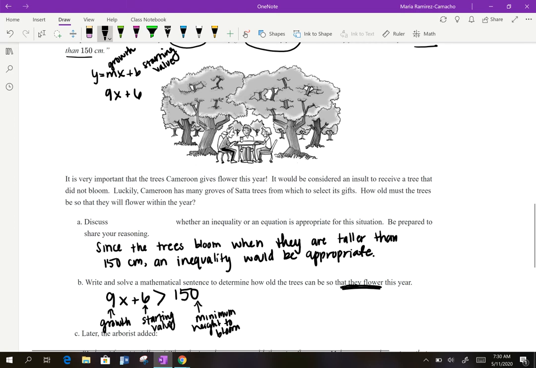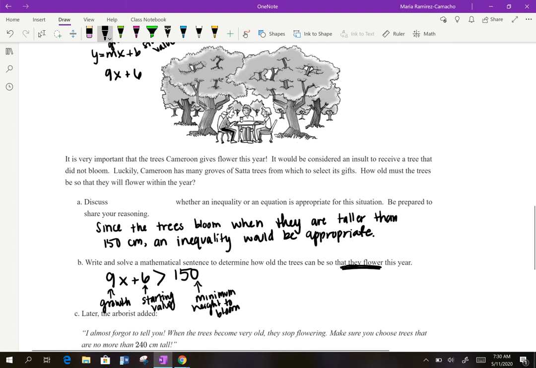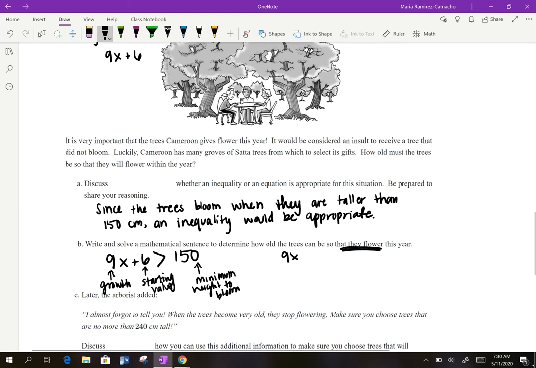So now we need to solve for x. So let's do what we've been doing. Keep your inequality, but solve for x. So subtract 6. 9x is greater than 144. Divide both sides by 9. X is greater than 16.